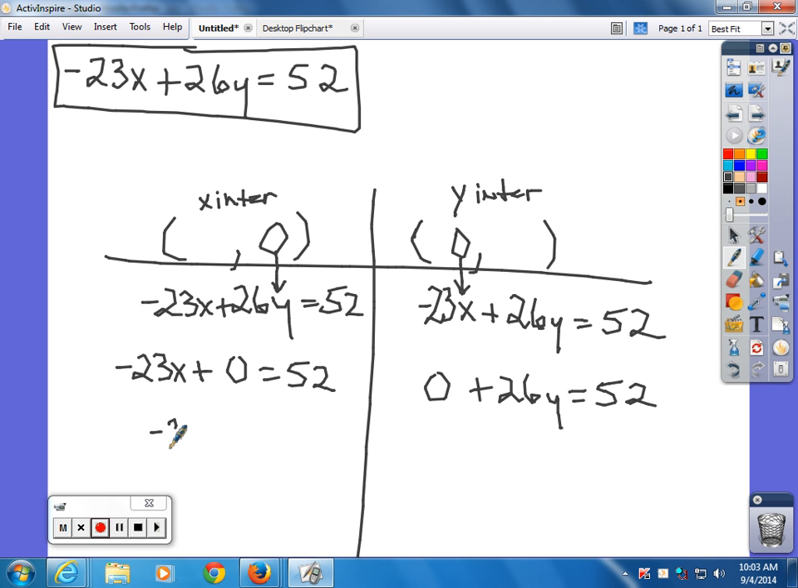Negative 23x is equal to 52. Divide by negative 23.